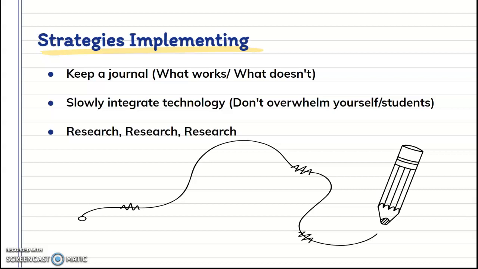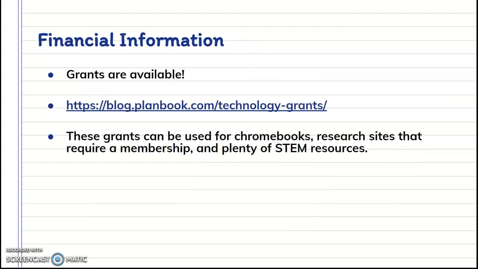Here are some strategies for implementing technology. Keeping a journal of what works and what doesn't. Slowly integrating technology. If you kind of slam them with all these new things, you're also slamming yourself with all these new things, and you're going to overwhelm yourself and your students. And keep researching. Never stop researching how to use technology in a better way. It never ends. The learning never ends, even if you are an educator.